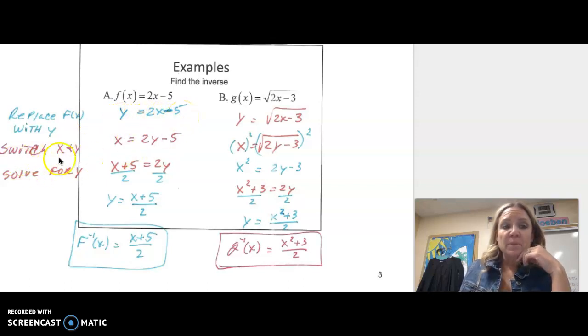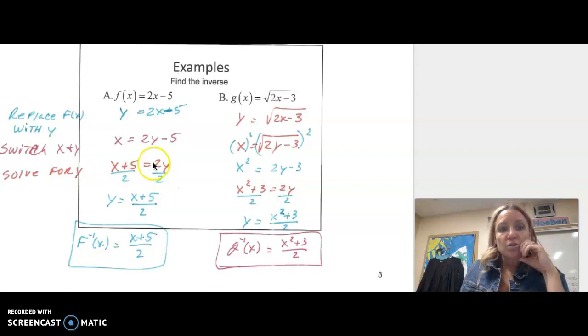The second step is you're going to switch the x and the y. So right here where there's an x, you're going to write a y. Right here where there's a y, you're going to write an x. Okay, then you're going to use your Algebra 1 skills and solve for y using inverse operations to get the y by itself.